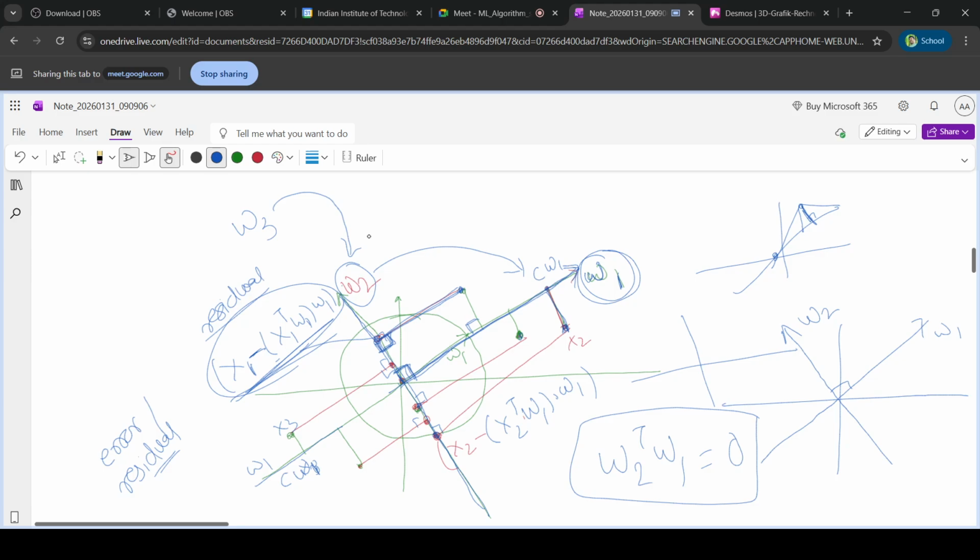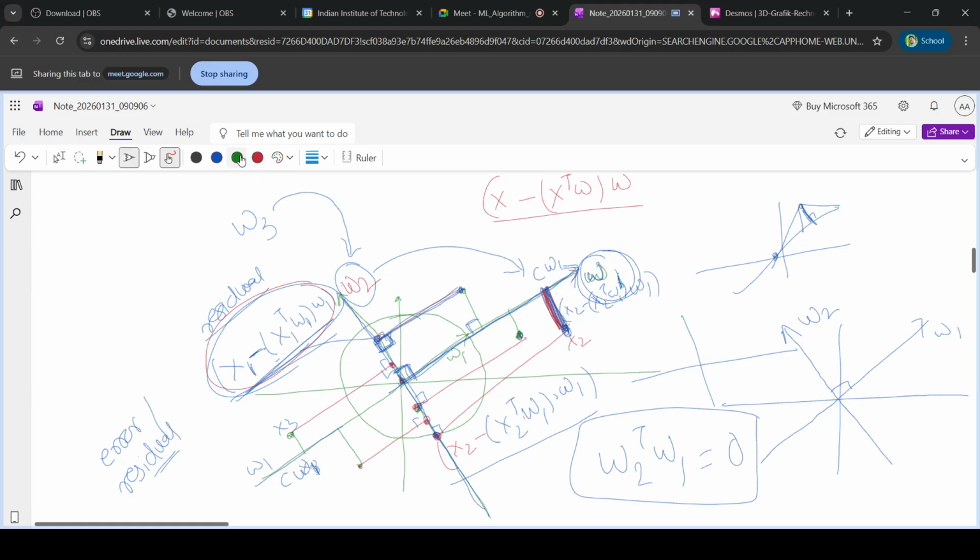See, w1 is x2, but its residual is this, what we did, x2 minus x2 transpose w into w1. Okay, this is the residual value, this is for w2. But for w3, what? w3 now has this one as a point. Okay, w3's point is what? The residual is x minus x transpose w into w. This is how you calculate the residual.